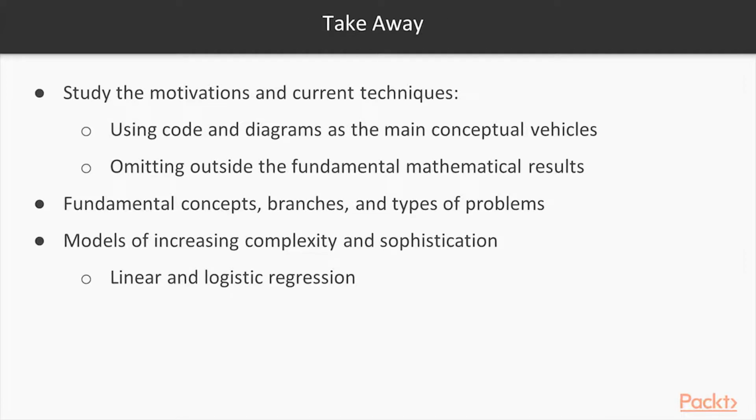In this course, we will study the motivations and current techniques of machine learning using code and diagrams as the main conceptual vehicles, omitting outside the fundamental mathematical results. We will start talking about the fundamental machine learning concepts in branches and types of problems. As we advance, models of increasing complexity and sophistication are explained, starting with linear regression, then logistic regression.